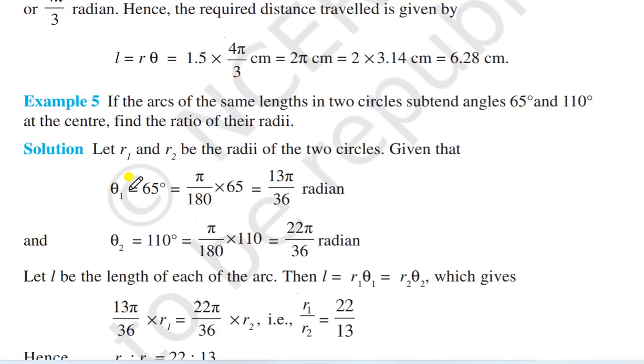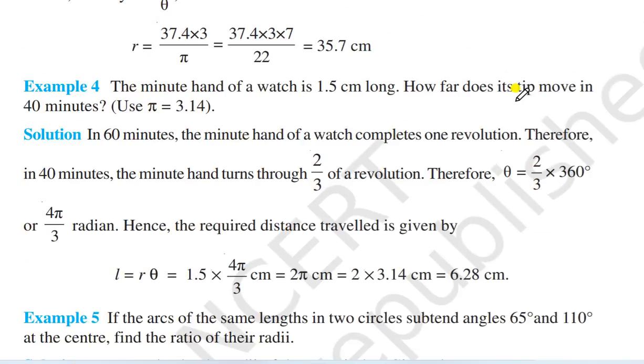Let's solve the fifth example, because why not? It'll be easy. The arcs of the same length in 2 circles subtend angles of 65 and 100 degrees at the center. What is the ratio of their radii? The arcs have the same length but the angles are different, so their radii should be different. Don't look at the answer, okay? So what will be the answer?